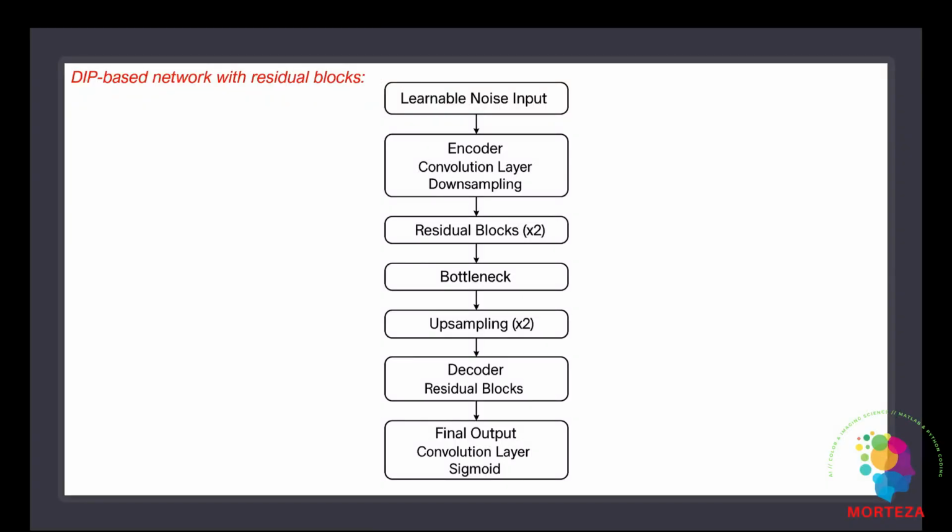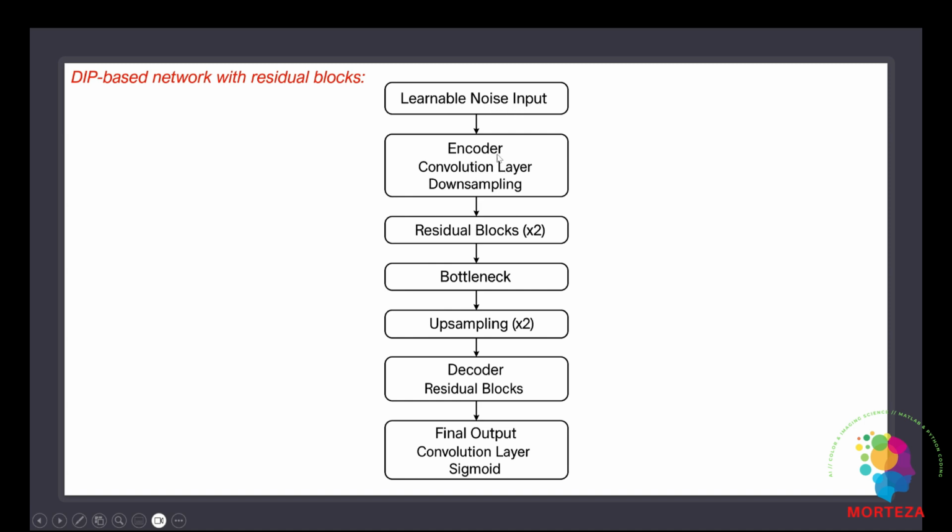The deep image prior based network that I'm going to be using in this work is with residual blocks. And as you can see, this is the architecture of my network. First, I have a learnable noise input. So the learnable noise serves as the input to the deep image prior network and is gradually adjusted by the network to restore the image.